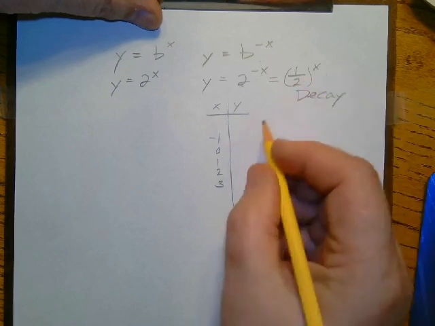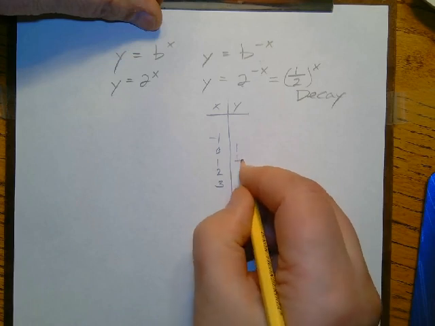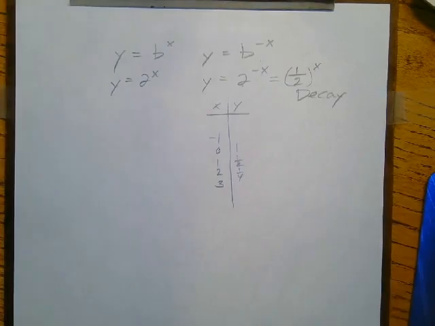So watch what happens if we plug this in. If x is 0, 1/2 to the 0 is 1, 1/2 to the 1 is 1/2, 1/2 to the 2 is 1/4. So see, it's going downhill again. So this is in fact decay.